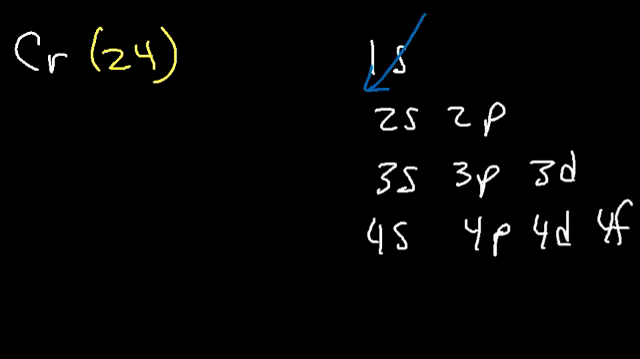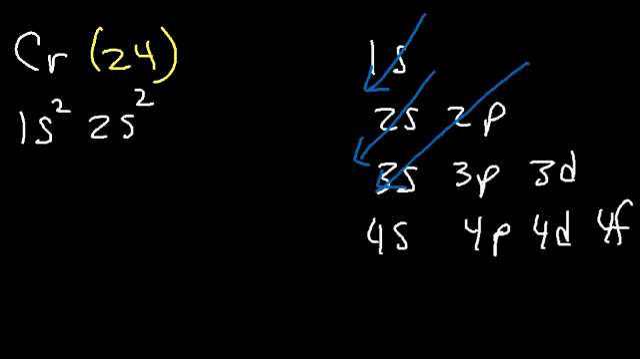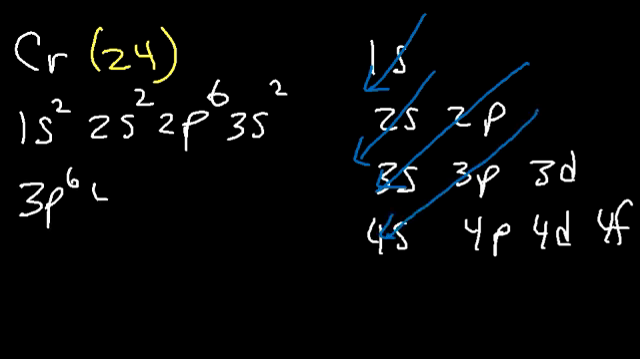So let's start with 1s. So it's 1s2, and then 2s2, and then the p sublevel can hold up to 6 electrons, so it's going to be 2p6, and then 3s2. After 3s, we have 3p, then 4s. So it's 3p6, and then 4s2. So keep in mind, we said the p sublevel can have 3 orbitals, and each orbital can hold up to 2 electrons. So 3 times 2 is 6. That's why p goes up to 6. The p sublevel can have up to 6 electrons and 3 orbitals.